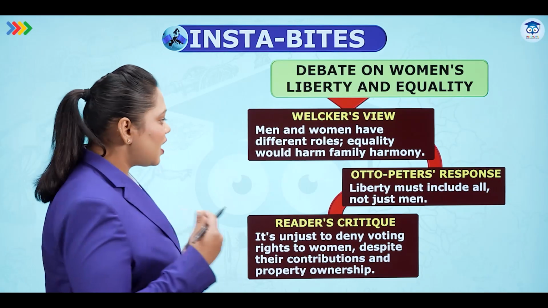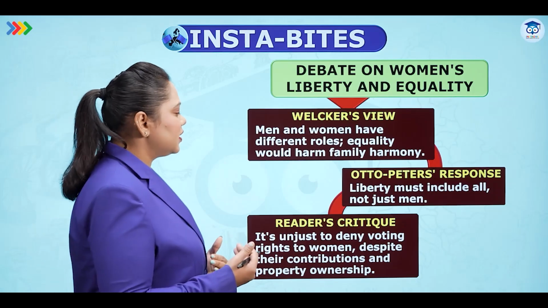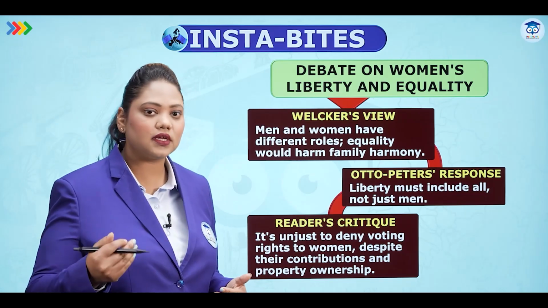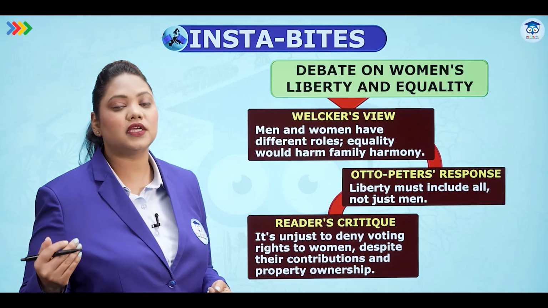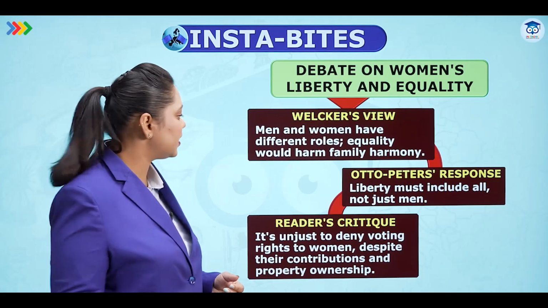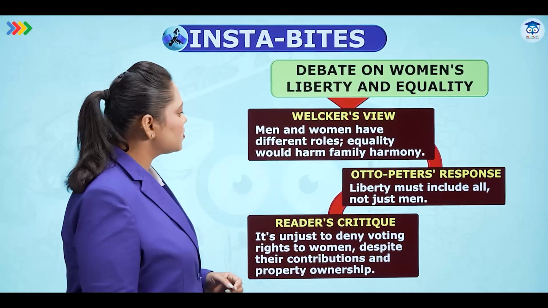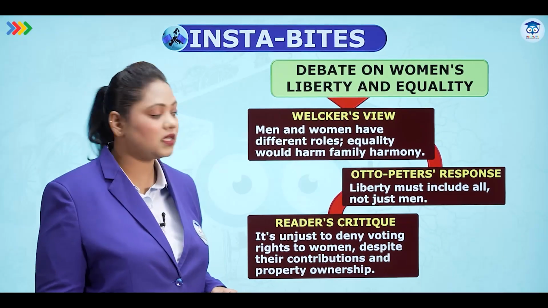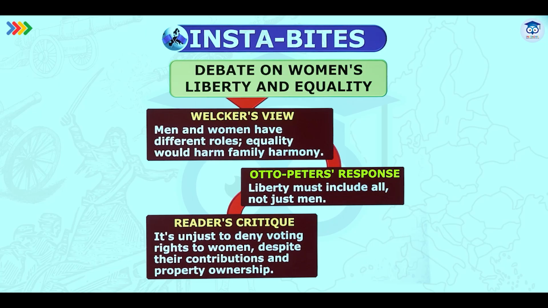So when we ask about equality, there are some philosophers who really think that women do not get equal rights because that would harm their relationship or their harmony in the society. Men and women have different roles and equality would harm family harmony. Otto Peters' response: liberty must include all and not just men. This was a response given to Welker. Reader's critique: it's unjust to deny voting rights to women despite their contributions and property ownership.